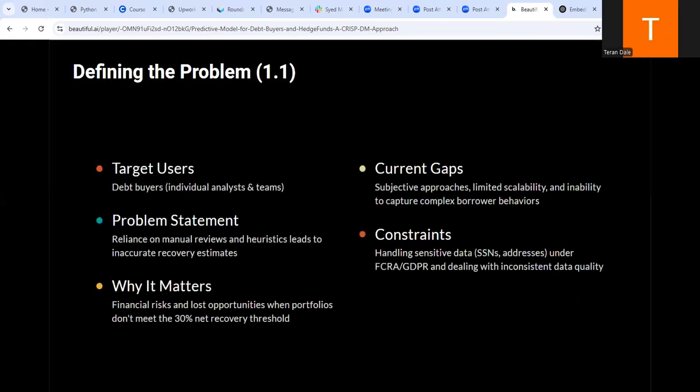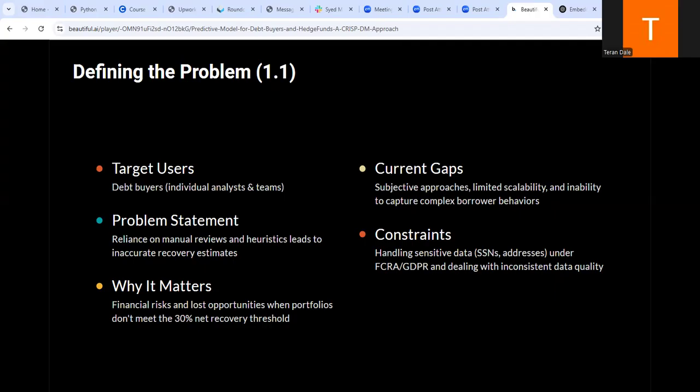So, defining the problem. Our primary users, as I was saying, are debt buyers or hedge fund managers, or those in the industry, whether individuals, analysts, or entire teams, who need reliable data-driven insights to make informed portfolio purchases. They use a selection process for looking at the pricing of the portfolio and other aspects. And it's a very highly competitive market just to acquire these particular profiles.